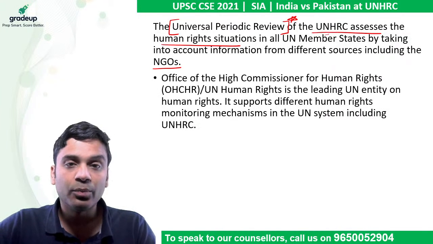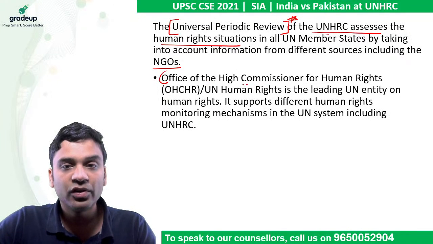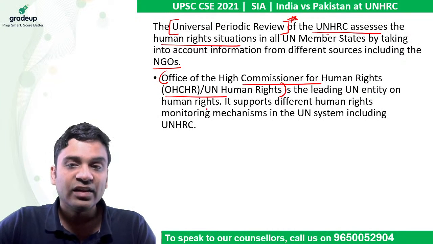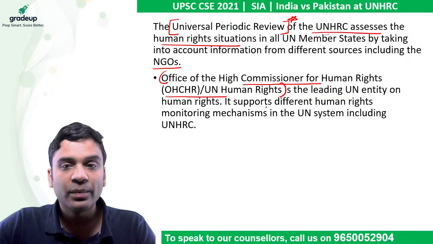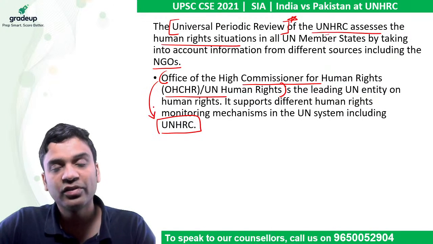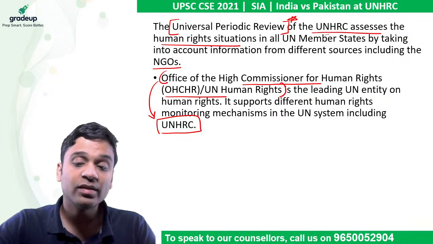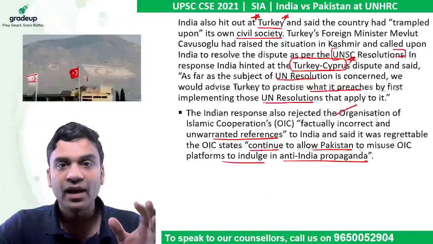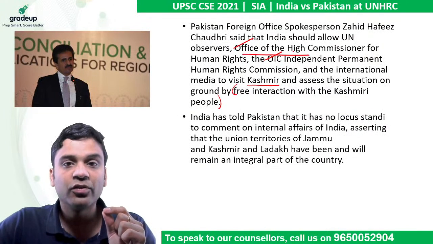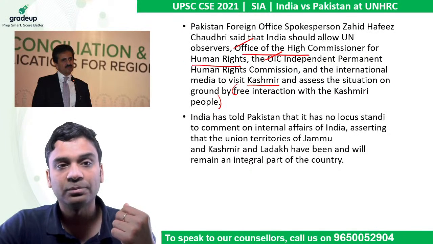And there is another body, please don't get confused, this doesn't come under the UNHRC. It is the Office of High Commissioner for Human Rights. It is a leading UN entity on human rights. It supports different human rights monitoring mechanisms, including the UNHRC. So it basically monitors this office. This is a different office. It doesn't come under the UNHRC. You can think that this is a sort of secretary of the UNHRC. And this is the one which Pakistan was alluding to. In their press release, the Pakistan Foreign Office spokesperson had talked of the UN Office of High Commissioner for Human Rights, right? So he was talking about this office. They basically monitor the UNHRC.